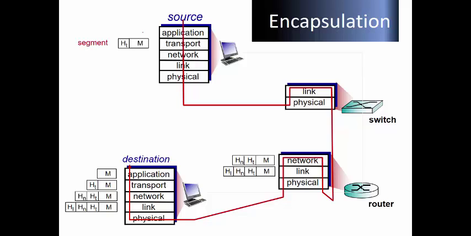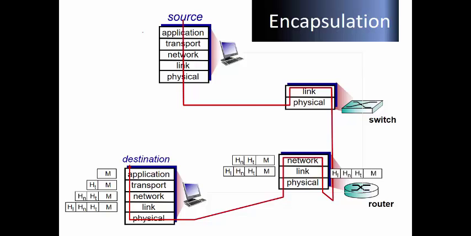And at the transport layer, there is another header attached to it. And then at the network layer, an additional header is attached. And at the link layer, another header is attached. And it goes through the switch and all the way to the router.